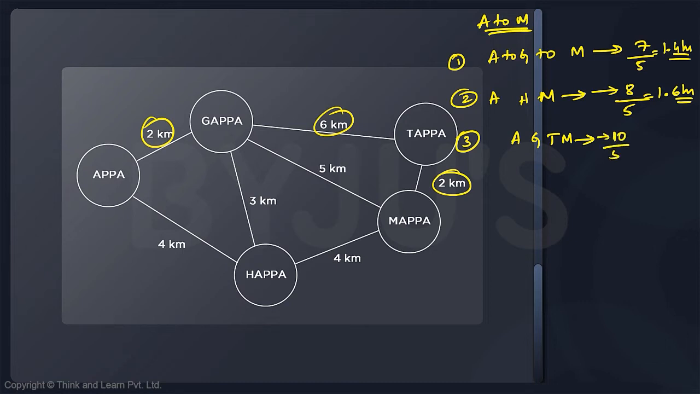Okay, 10 by 5, which is 2 hours. But the problem is A to G and A to G, both of them cannot travel at the same time. So then what should I do? I should make one person wait.